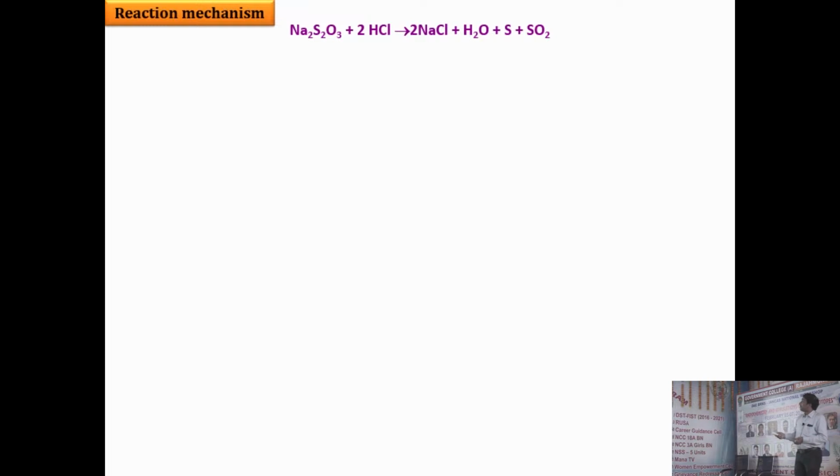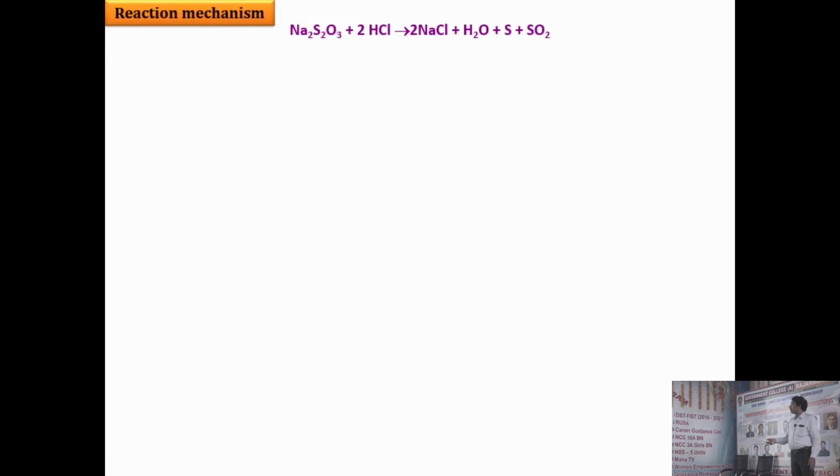As an example of a reaction mechanism, sodium bisulfite, Na2SO3, if you treat it with HCl, we get NaCl plus H2O and sulfur and SO2. Now here there are two sulfurs. One sulfur I get as a precipitate, free sulfur. Whether both the sulfurs are the same or not: one is forming SO2, another one is only free sulfur.